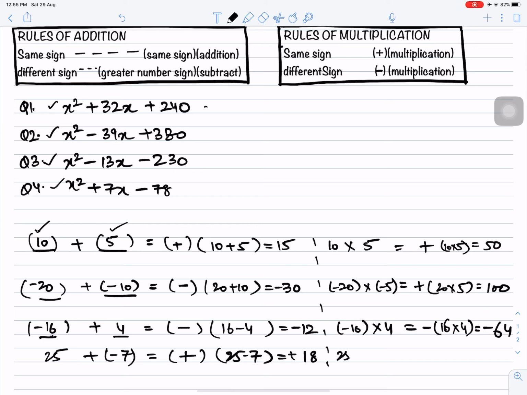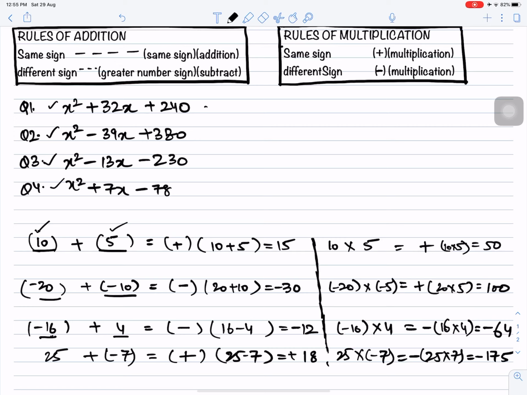In the case of 25 multiplied by minus 7, both of them have different signs. 25 is positive and 7 is negative. My answer comes out to be negative 25 multiplied by 7, so my answer comes out to be minus 175.